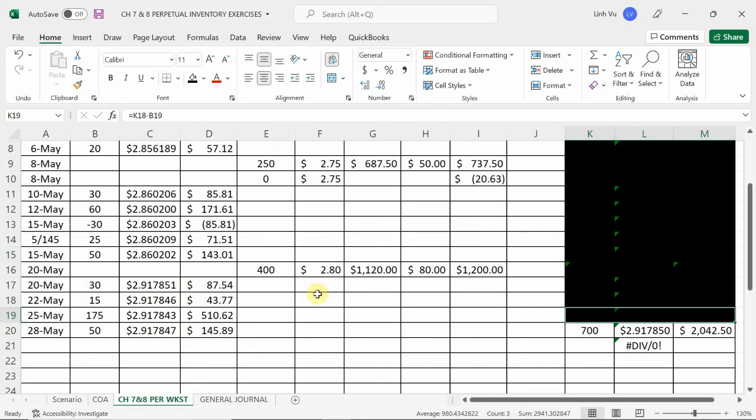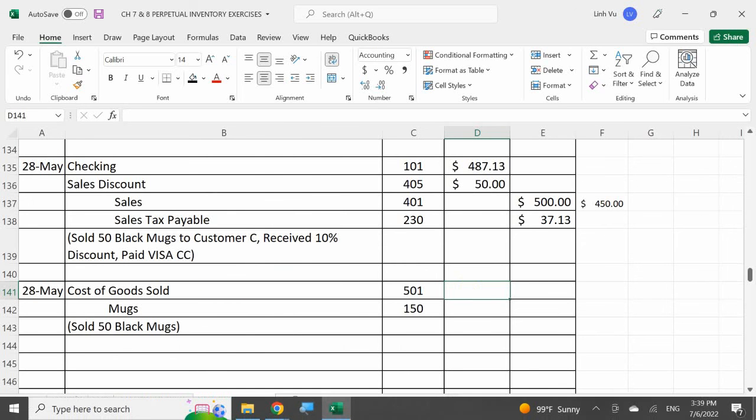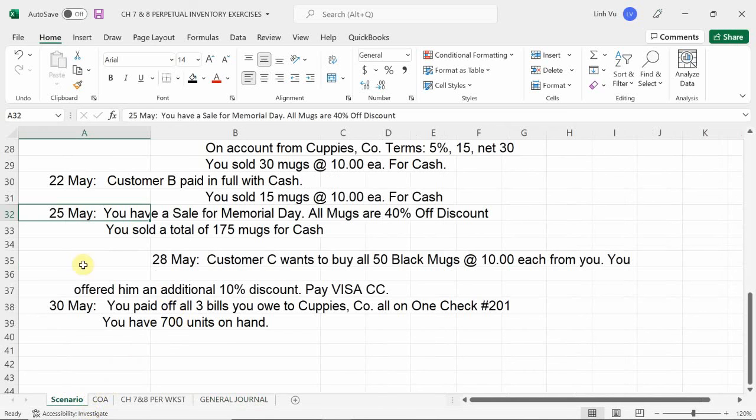Okay. So now I have 700 units at $2,042.50. Okay. And that means it cost me $145.89 to sell all 50 of those mugs. So 145.89. Okay.